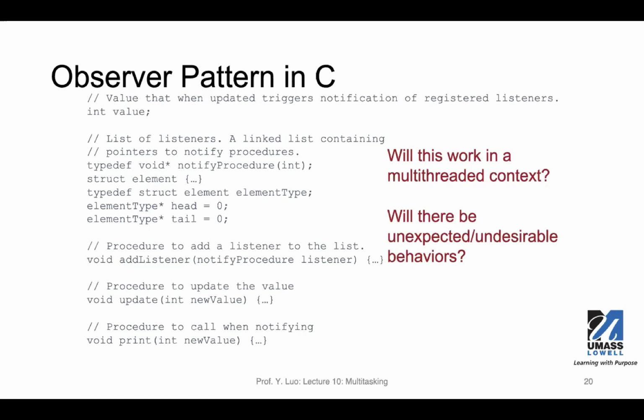Okay, so we went through several important procedures, add listener and update, and we saw how we create the linked list by adding new nodes at the end of the list. And also we saw in the update how we use the linked list to access all the listener functions and call them. So we have a few questions here. Well, the central question here is, will this work in a multi-threaded context?